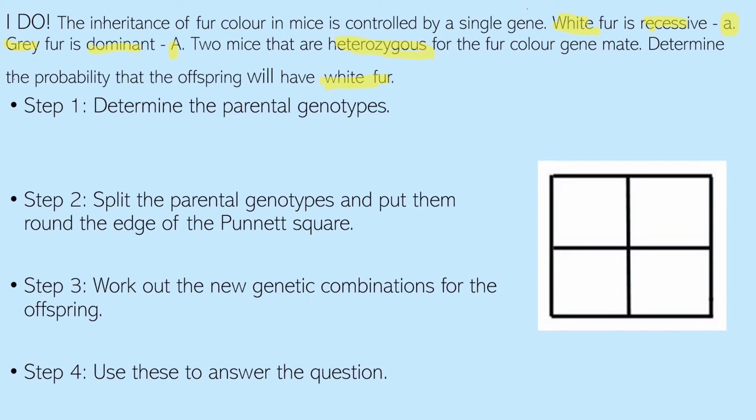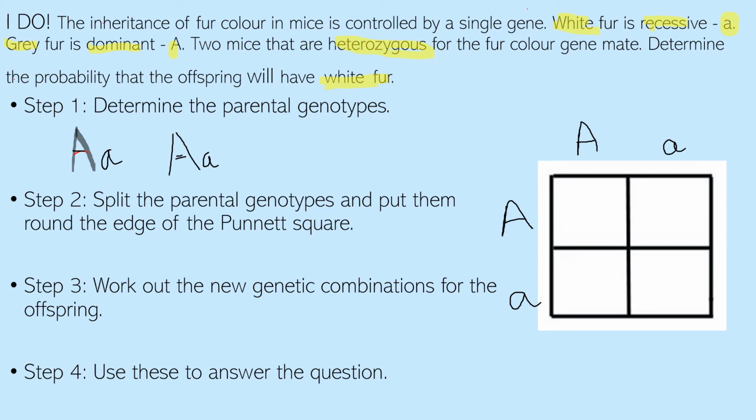I'm going to start with step 1, determining our parental genotypes. They're both heterozygous, so I know they have a big A and a small a, because they have both alleles in them. So we have big A and little a for both of them. For step 2, I'm going to put them around our Punnett square. Again, big A, little a. And now I'm going to use the Punnett square to work out the new genetic combinations.